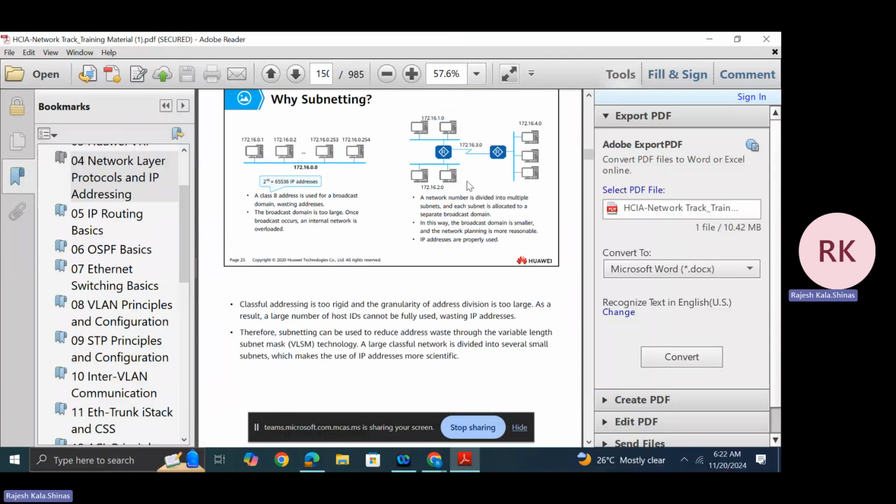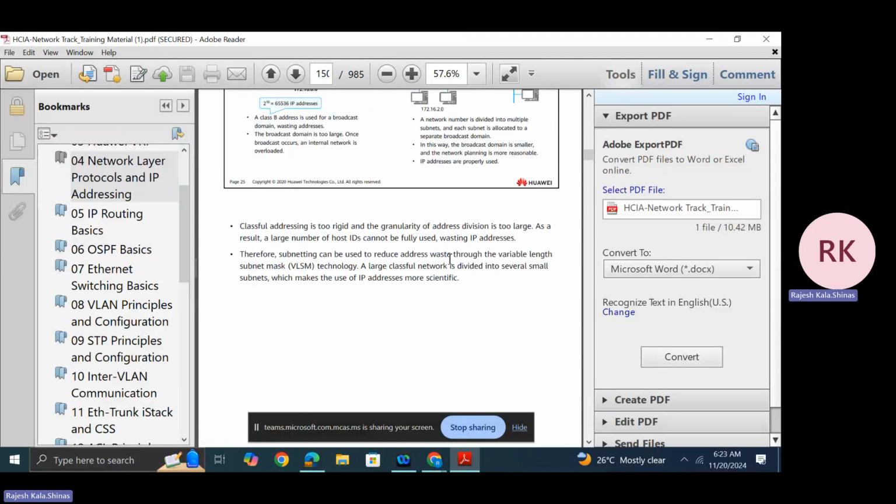But if you go for VLSM, variable subnet mask, the subnet mask will be different, and the number of host addresses will be different for each subnet. Say this one will have 10 hosts, this one will have 20 hosts, this one will have say 30. It depends upon the user requirements. We can divide that way. That is VLSM, variable length subnet mask.